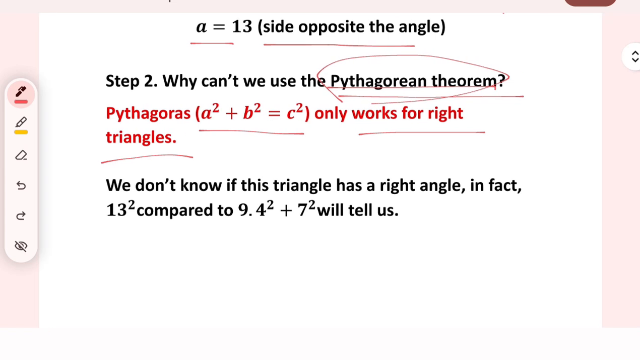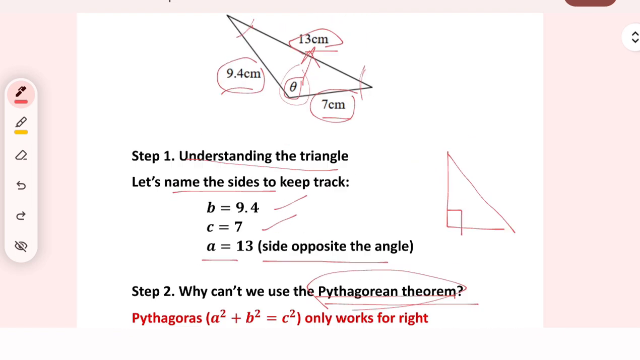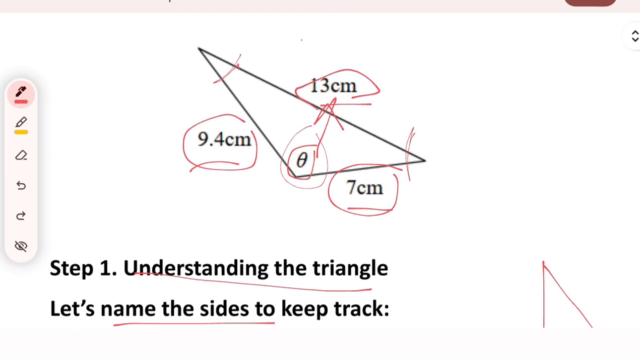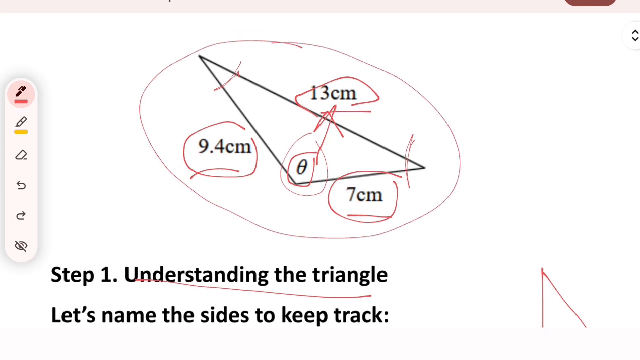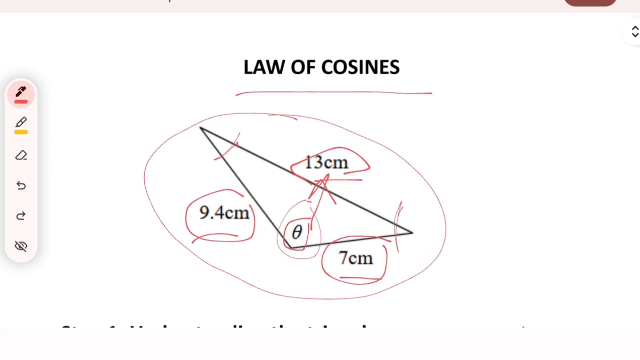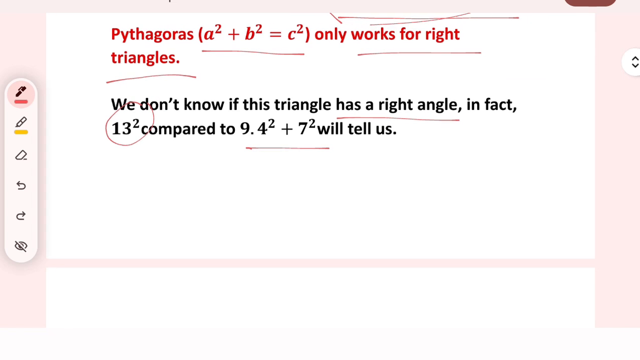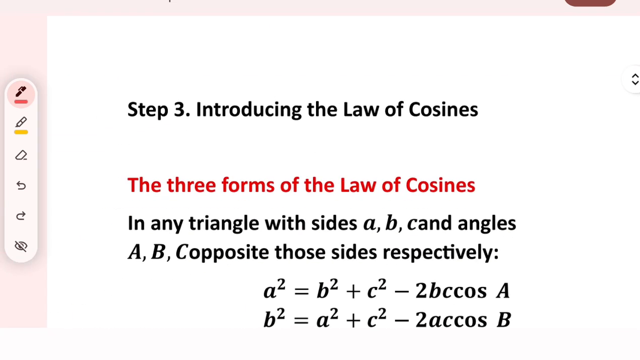And we don't know if this triangle has a right angle. In fact, if you try, remember, if you square one side, it must equal the sum of the squares of the other two sides, because that is what the Pythagorean theorem is. And of course, this given triangle will not give us that exact proportion. So this one is not a right triangle. So we will be using the law of cosines to solve for the unknown angle. And what is the law of cosines? We will have to remember.